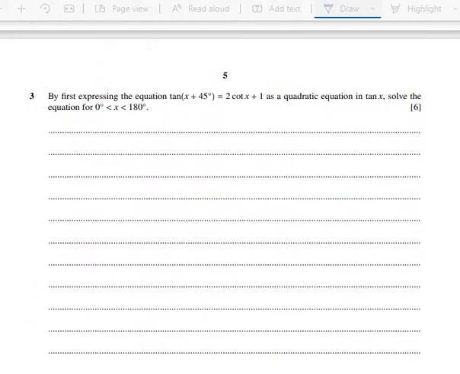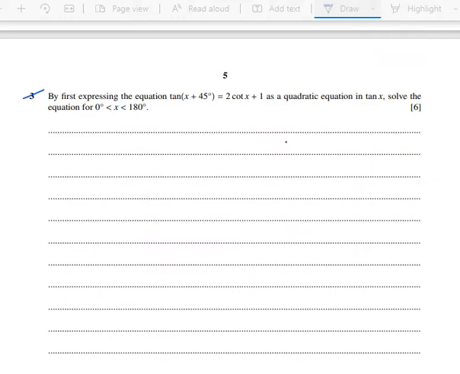Question number 3. Right. So we are given that by first expressing the equation tan of x plus 45 degrees equals 2 cot x plus 1 as a quadratic equation in tan x, solve the equation for x greater than 0 degrees and less than 180. Okay. So how to solve this?